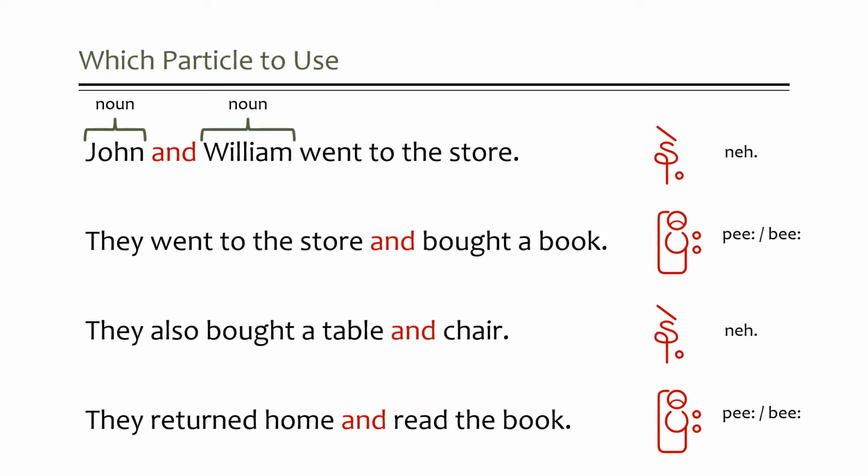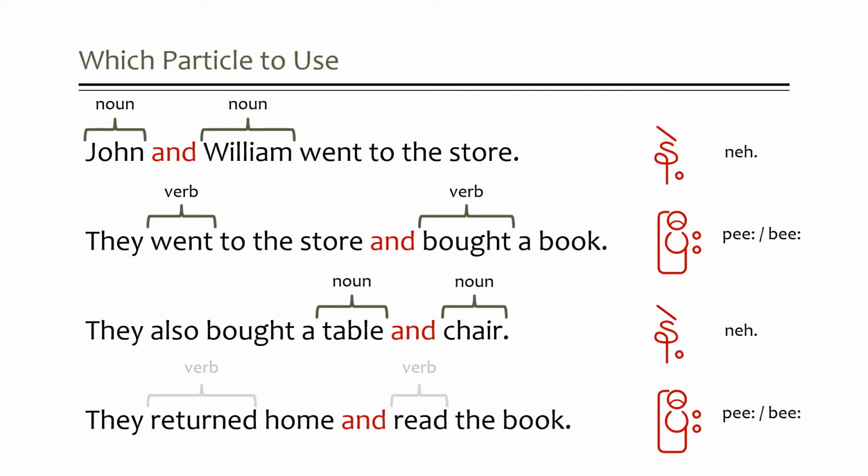But in our next sentence, what are we connecting with the word and? Not 2 things, but 2 different actions or verbs. They went and bought. In the third example, we're connecting the words table and chair, and those are 2 things, or nouns. Lastly, the 2 verbs connected here in this sentence are returned and read.